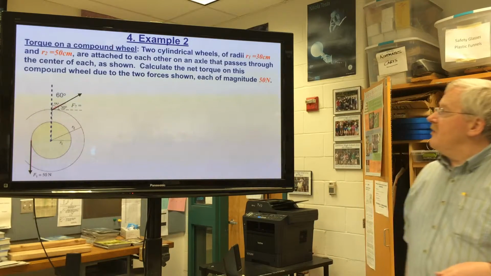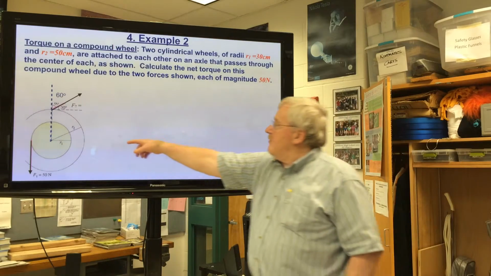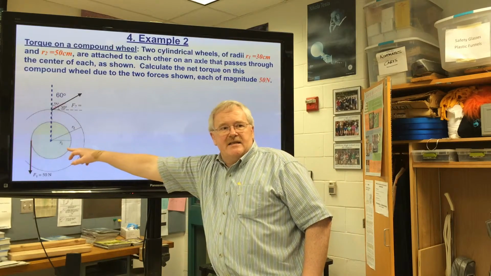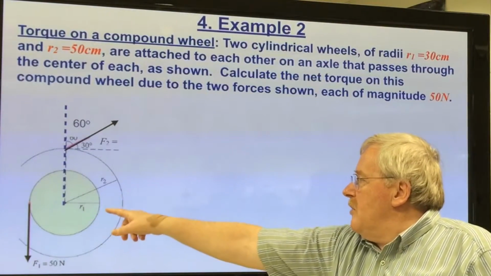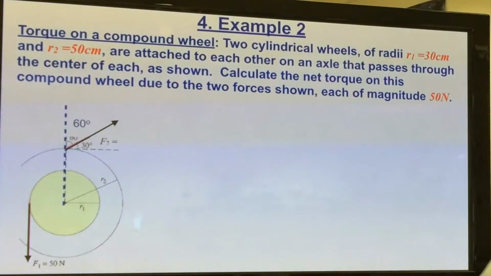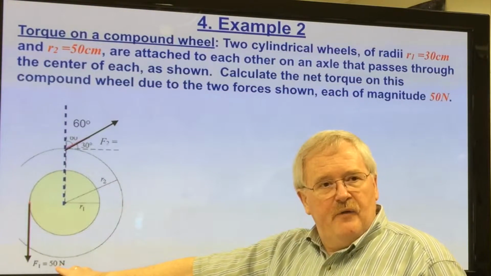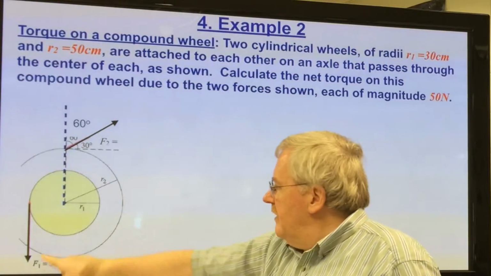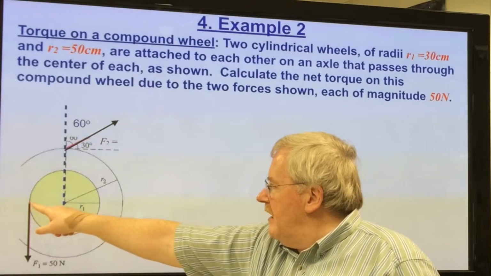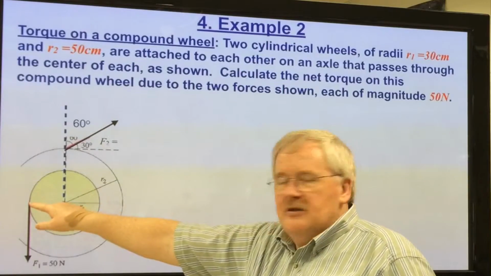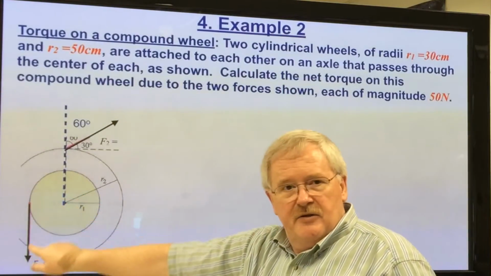Let's have a look at another example of torque, this time on a compound wheel. This diagram is representing two discs which are fused together, one with the radius R1, the other one with the radius R2. We have equal magnitude forces being applied. In this case, we have a force of 50 newtons being applied perpendicular to the radial line. Do you see how this is being applied perpendicular to the radial line?